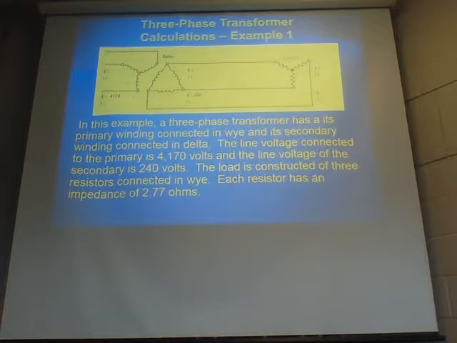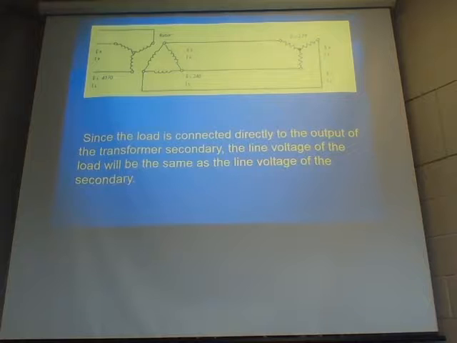The load is constructed of three resistors connected in a Y over here. Each resistor has an impedance of 2.77 ohms. So using the rules for Y and delta, since a load is connected directly to the output of the transformer secondary, the line voltage of the load will be the same as the line voltage of the secondary. So 240 volts here, 240 volts here. Same as in the other type of calculation.